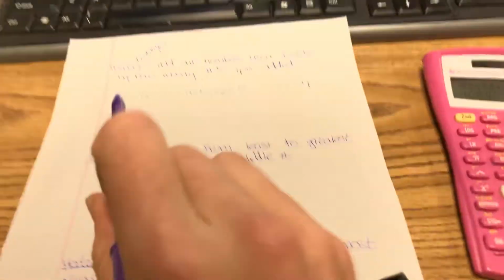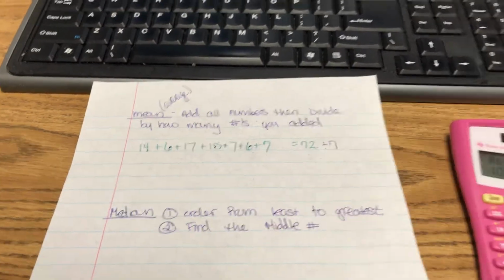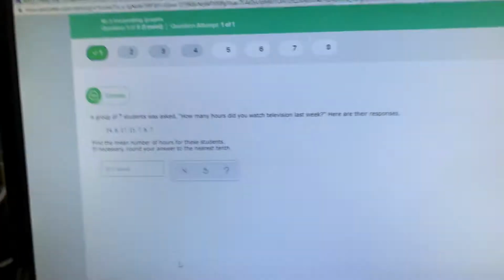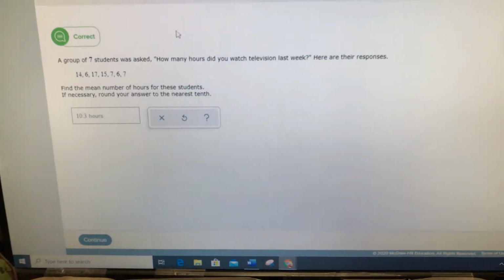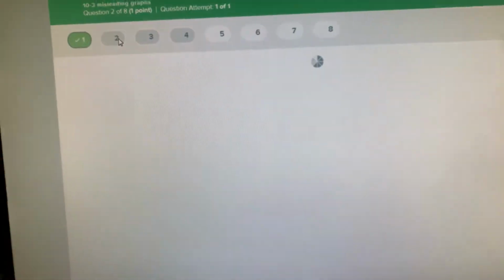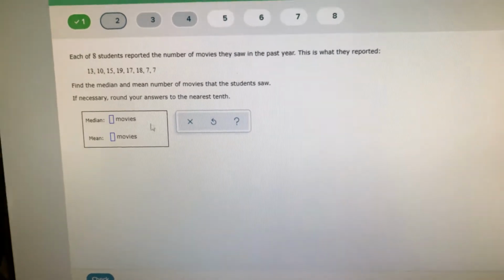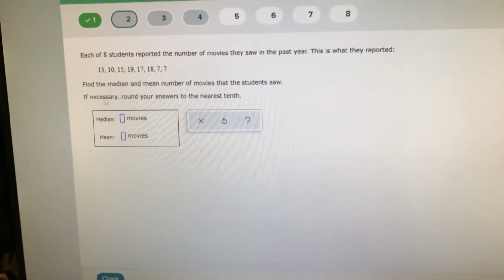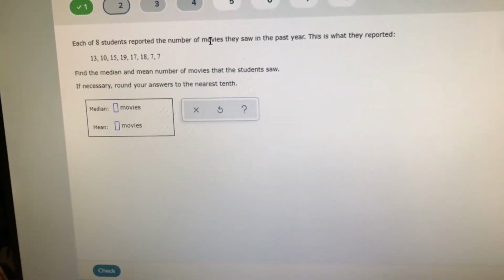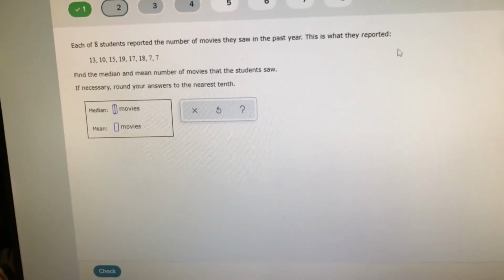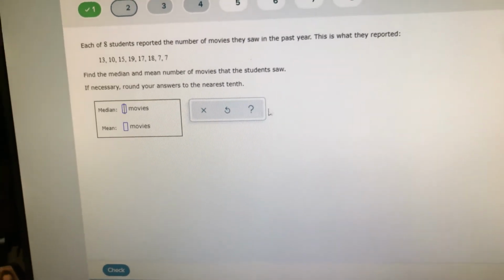Okay, so again, add them all up, divide by how many numbers you had. Number 2, group of 7 students. Oh, that's the same one. Now, number 2 is just like number 6. They're going to ask you to find the median and the mean. So each of the 8 students reported the number of movies they saw in the past year. This is what they reported. Find the median and the mean.